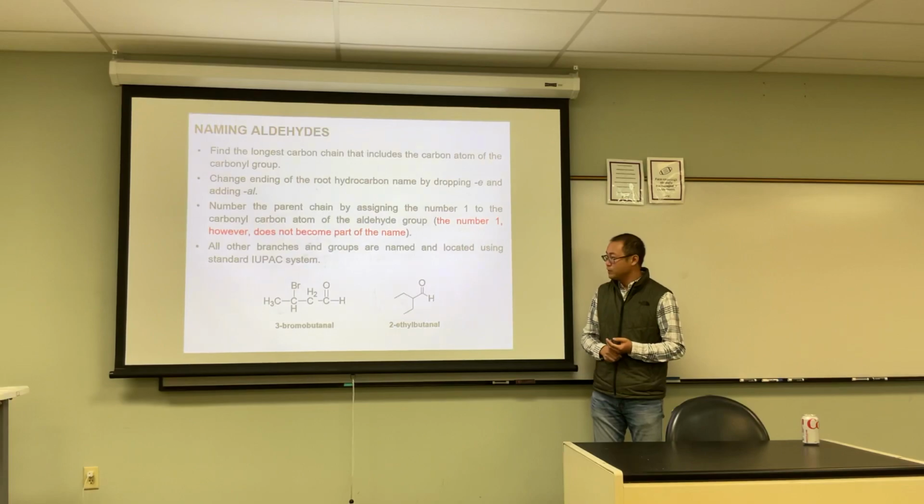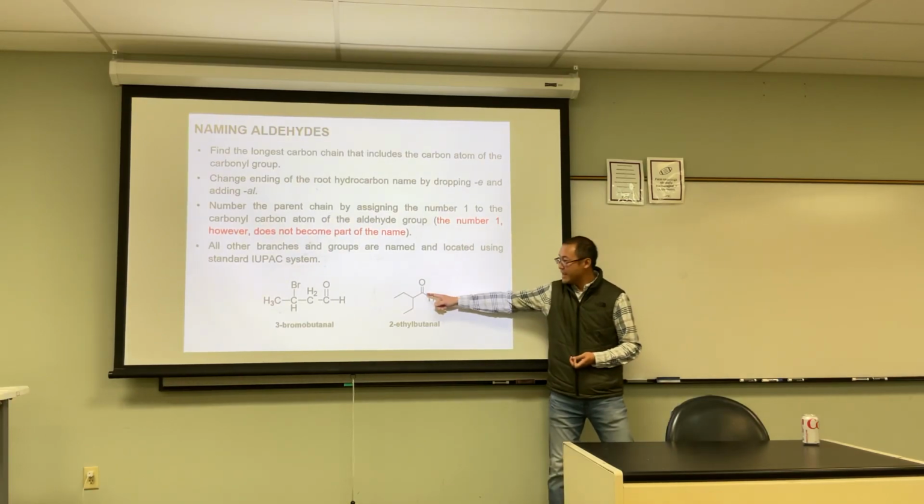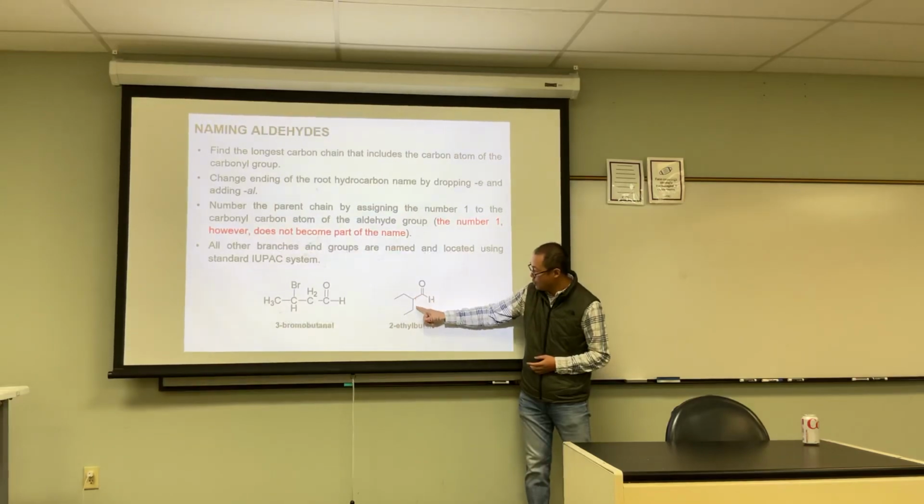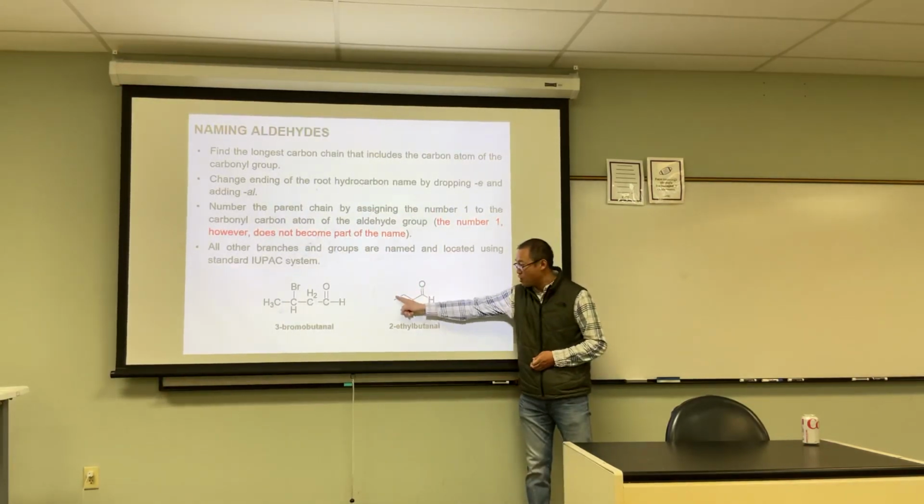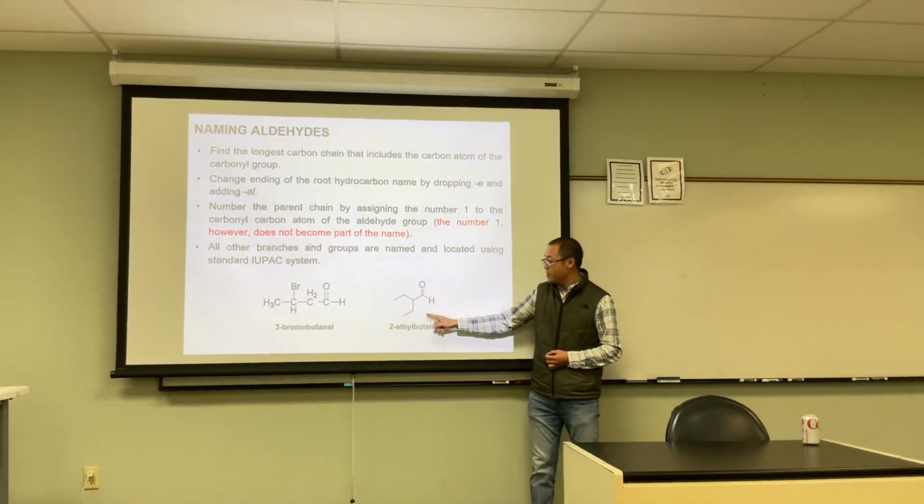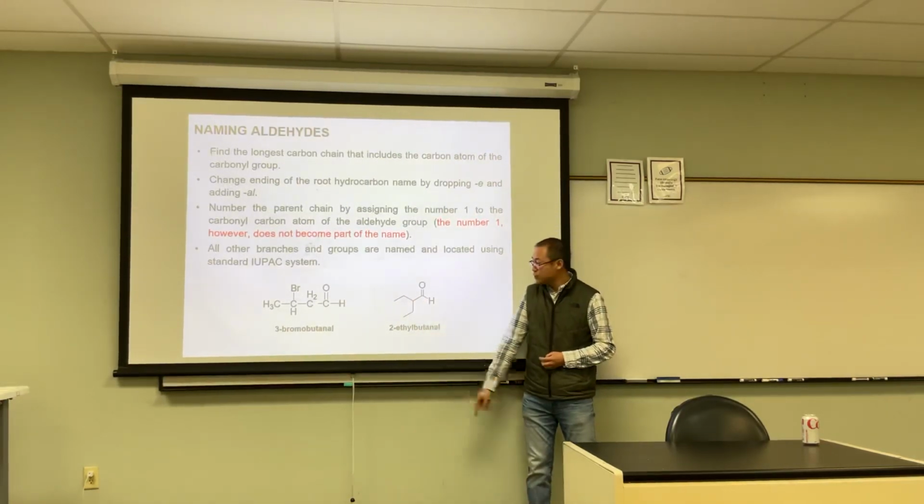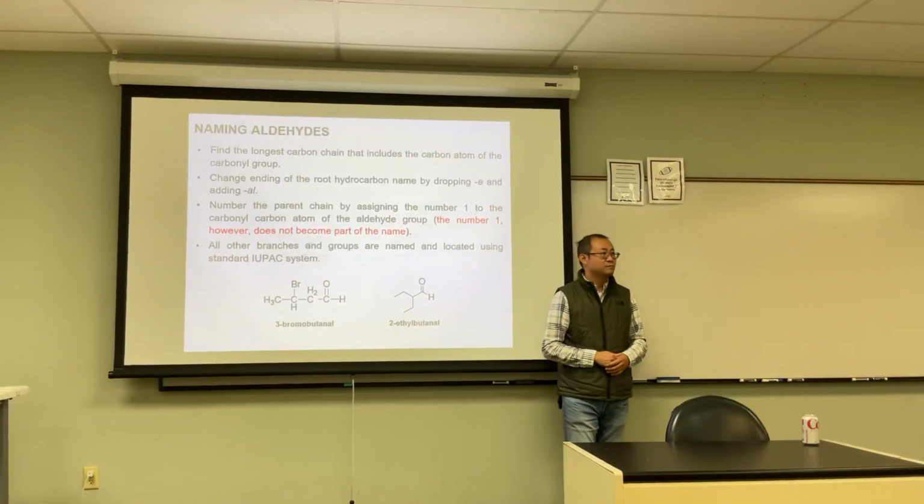This one, again, you need to start with this number. This is number 1 carbon. When you find the longest chain, always include that carbon. 1, 2, 3, 4. Same, longest chain is 4, so butanal. And there is an ethyl group on number 2 carbon, so 2-ethylbutanal. Make sense?